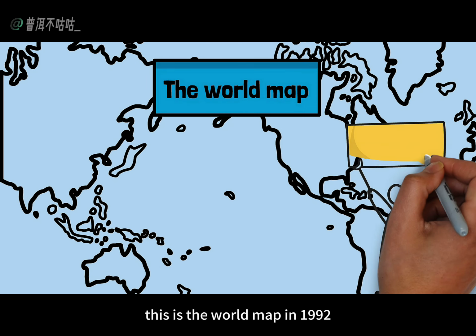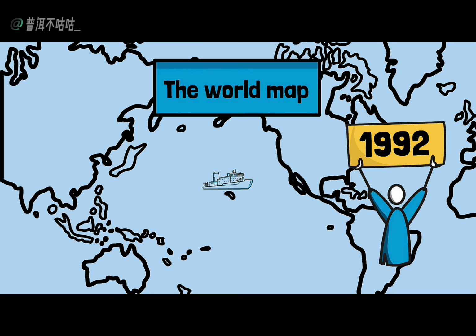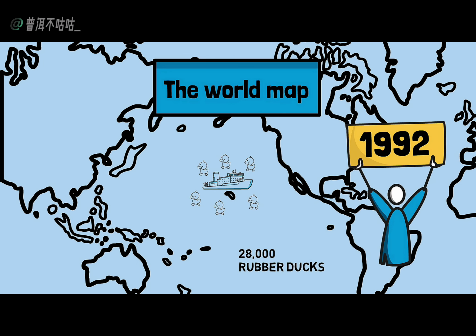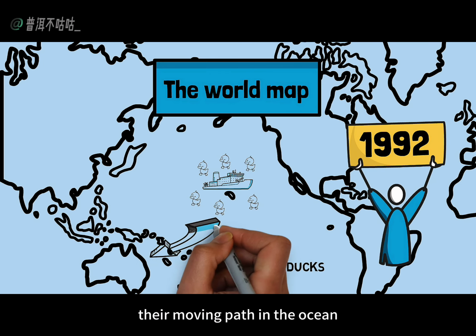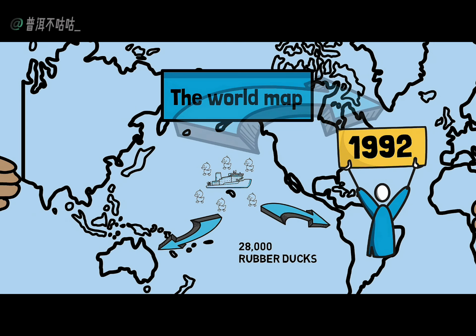This is the world map in 1992. At that time, a cargo ship got through a storm. 28,000 rubber ducks and some other toys from the shipping containers washed overboard into the North Pacific. Their moving path in the ocean gave researchers a better understanding of ocean currents.